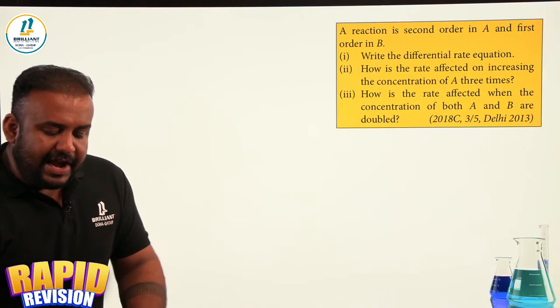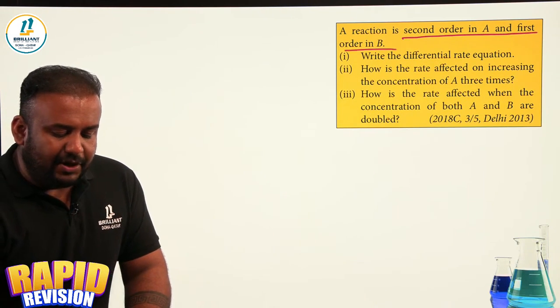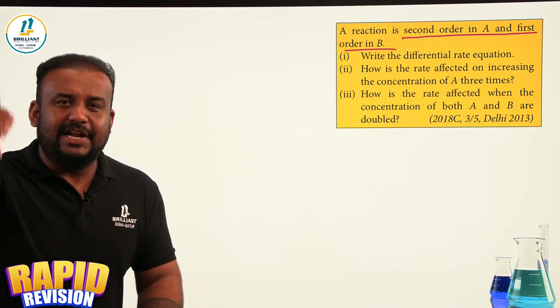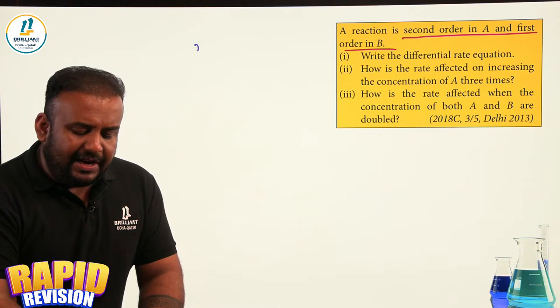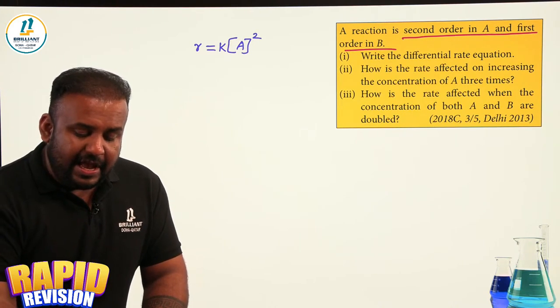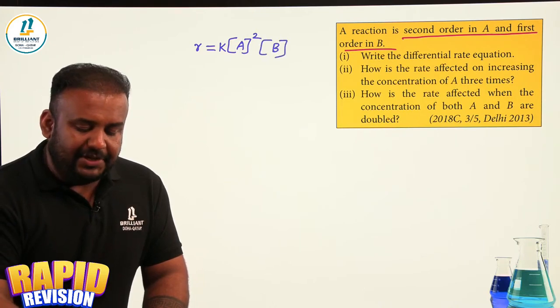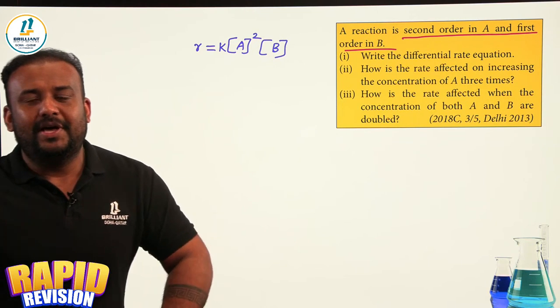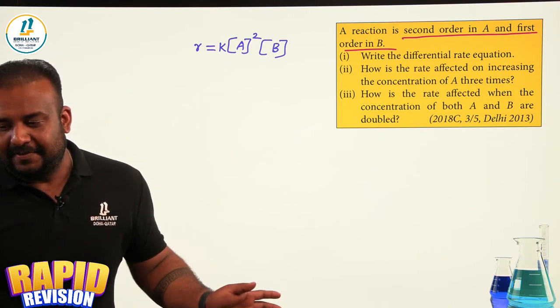Right. A reaction is second order in A and first order in B. Immediately, when you get such kind of questions, write the reaction's rate law. R = k[A]^2[B]^1. Done.